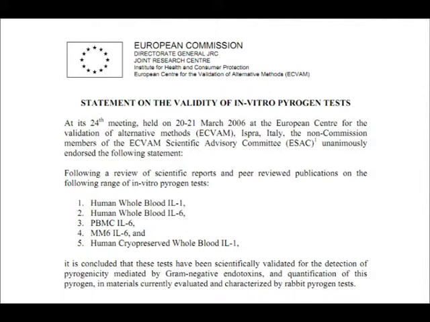Following a review of scientific reports and peer-reviewed publications on the following range of in vitro pyrogen tests, you can see them there from 1 to 5, it is concluded that these tests have been scientifically validated for the detection of pyrogenicity mediated, that's caused by, gram-negative endotoxins, and quantification of this pyrogen in materials that are currently evaluated and characterized by the rabbit pyrogen tests.